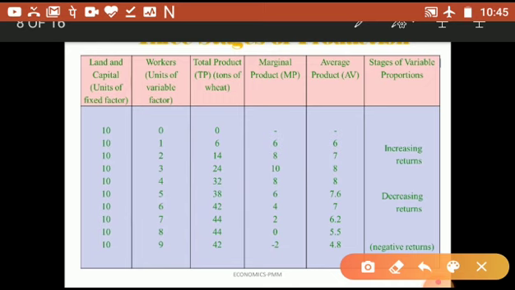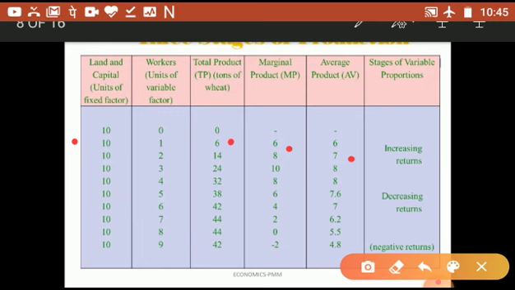As we go on increasing the units of labor, you can see that total product is increasing. Similarly, marginal product from the second unit is increasing, and average product is also increasing from the second unit. So what is this total product?